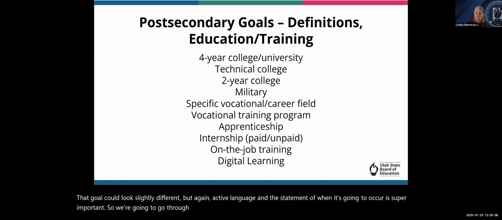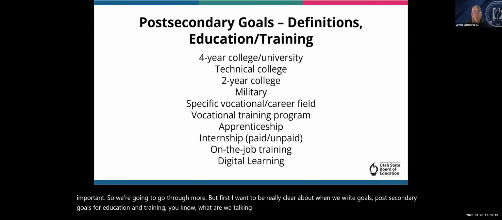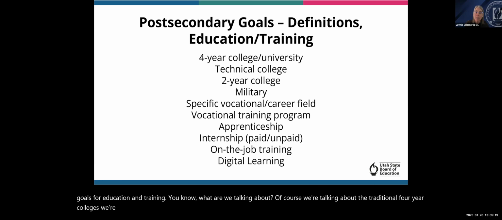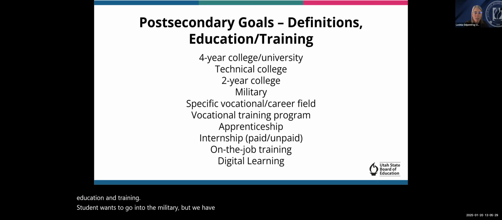But first, I want to be really clear about when we write post-secondary goals for education and training, what are we talking about? Of course, we're talking about the traditional four-year colleges. We're talking about two-year colleges. We're talking about tech colleges. The military can also be an education and training goal if a student wants to go into the military. But we have to also remember things like vocational training programs, apprenticeships, internships, digital learning.